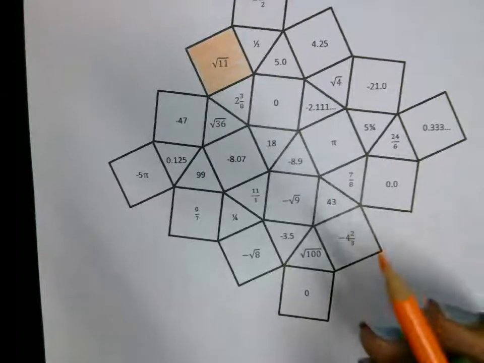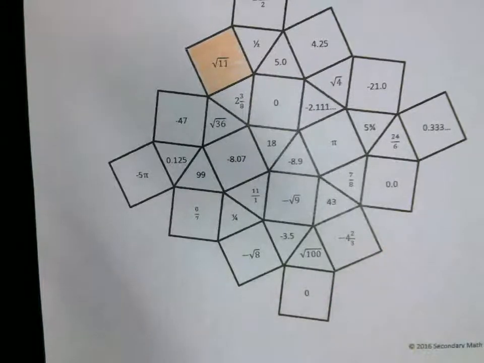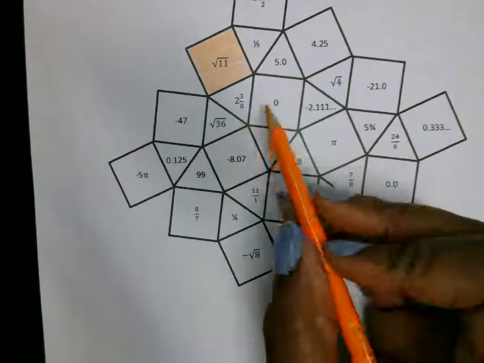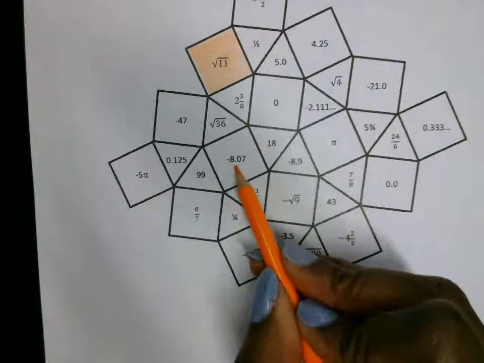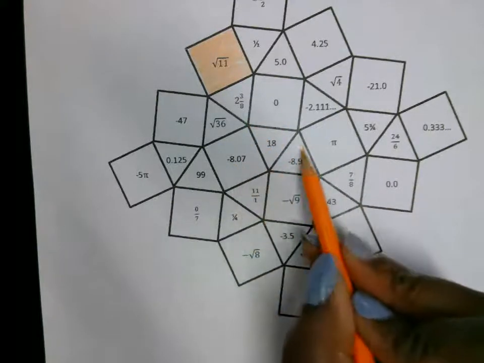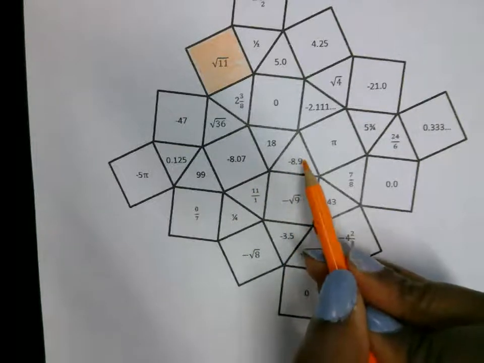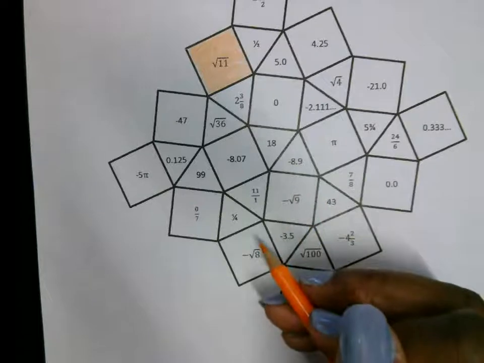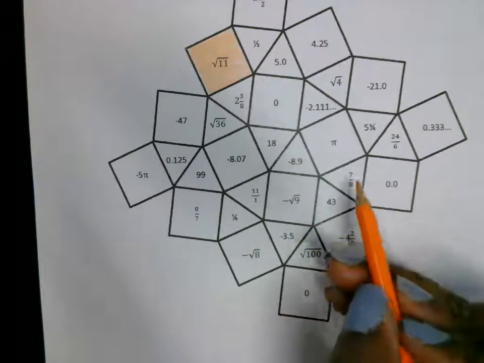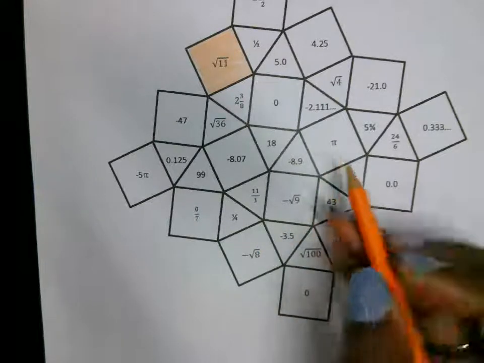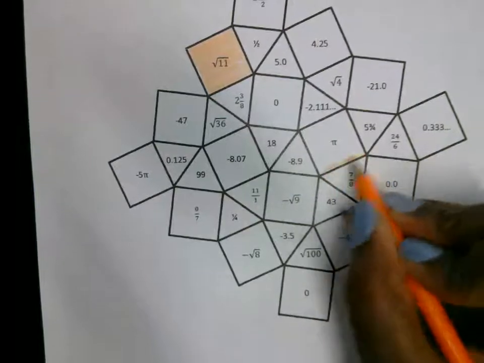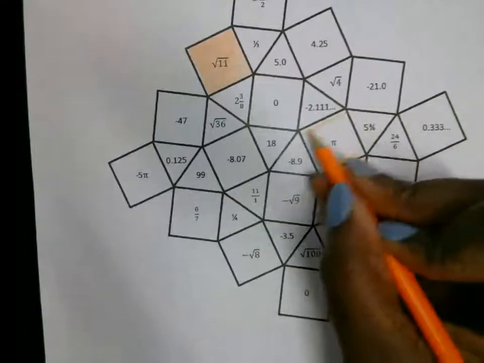I didn't understand what you said. The -8.9, beside 8.9. This one is a decimal, and it stops, so it's rational. The one that's beside that one. Pi is irrational. This is pi. Very good, sweetheart.